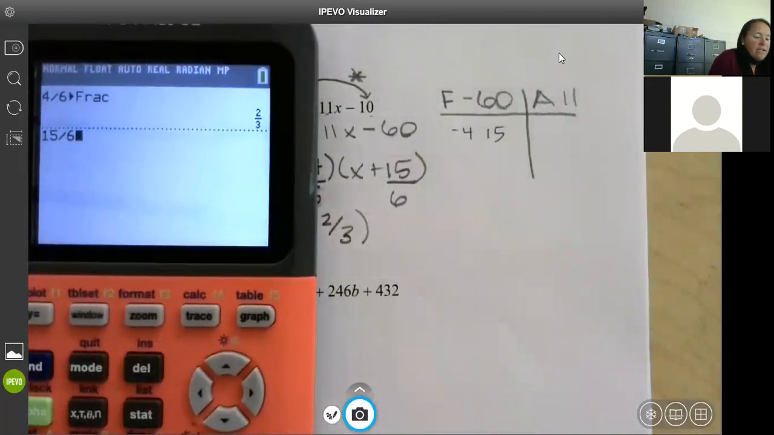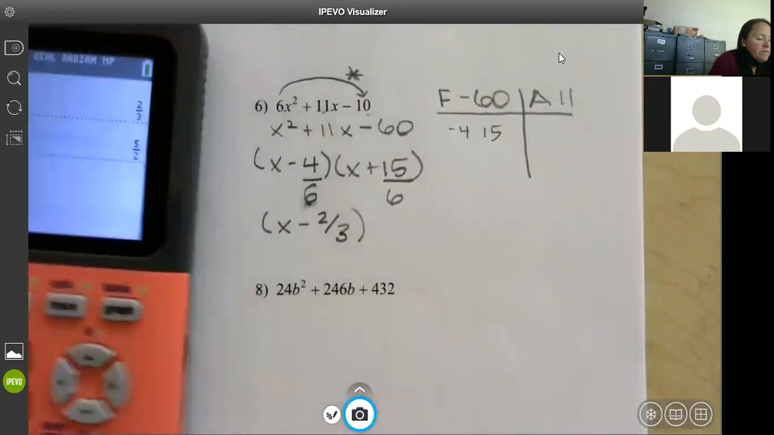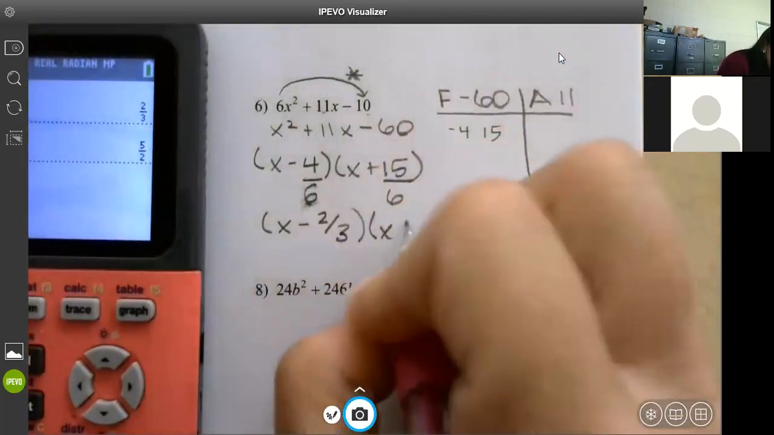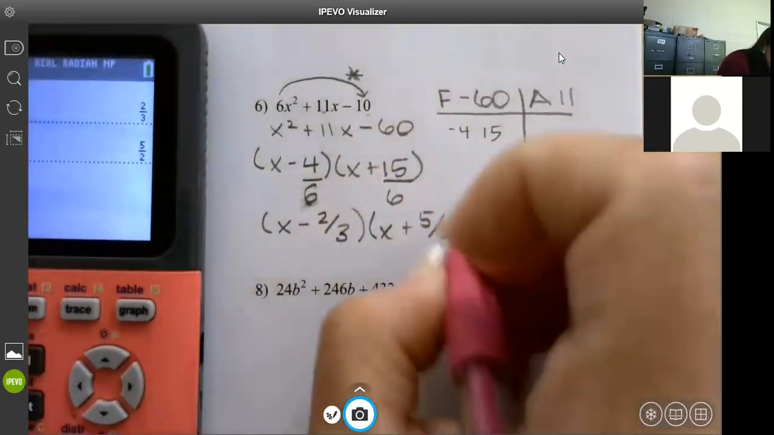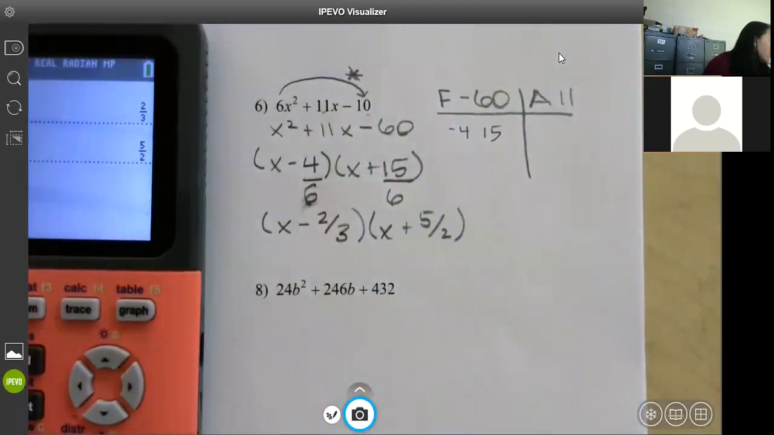I'm also going to do 15 over 6, math enter. And I got 5 halves. So this will change to 5 halves. If you get this one, it's one of the hardest ones. That's it.